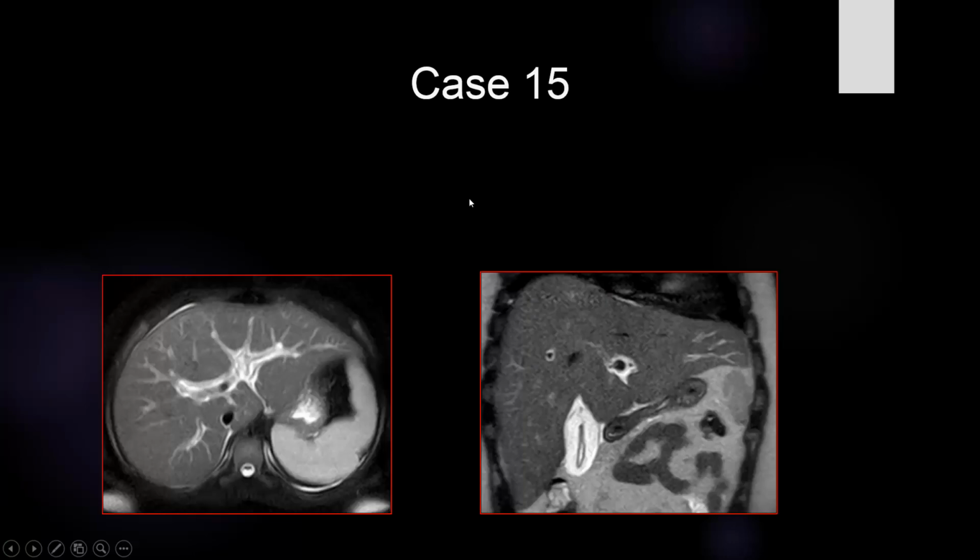And the final case here is a typical example of the features of acute hepatitis. We can see enlargement of the liver, marked gallbladder wall edema, and extensive periportal edema. These features are typical for acute hepatitis.